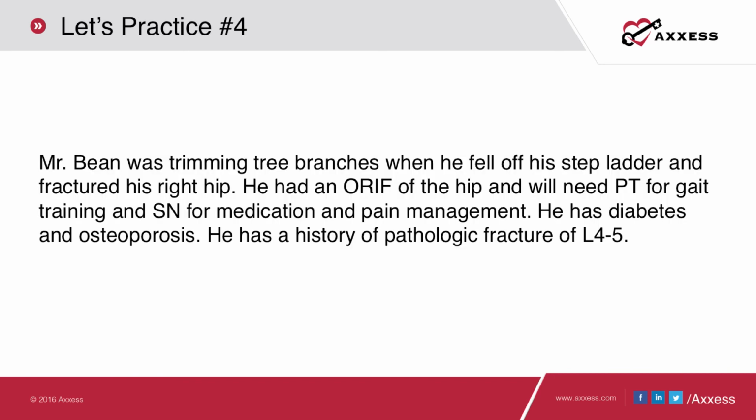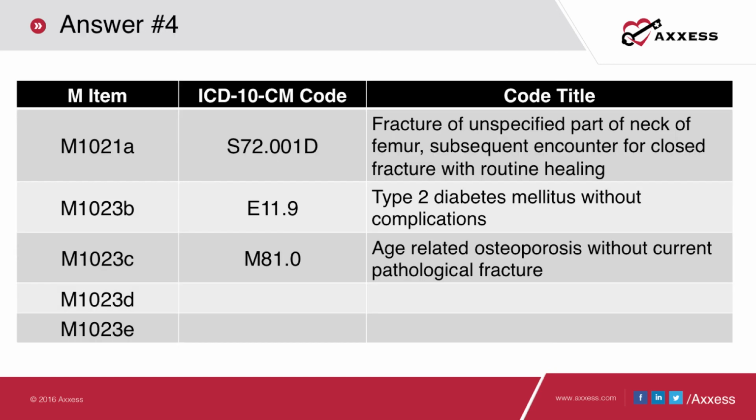Practice scenario number 4, Mr. Bean was trimming tree branches when he fell off his stepladder and fractured his right hip. He had an open reduction internal fixation of the hip and will need PT for gait training and nursing for medication and pain management. He has diabetes and osteoporosis, and he has a history of a pathologic fracture of L4 and L5. In this case, we have S72.001D. That's fracture of unspecified part of the neck of the femur, subsequent encounter for closed fracture with routine healing.